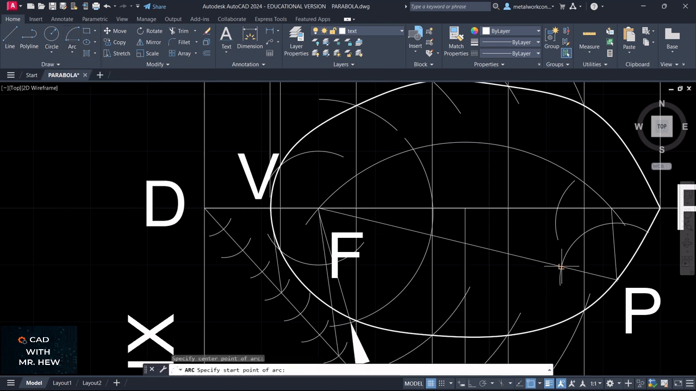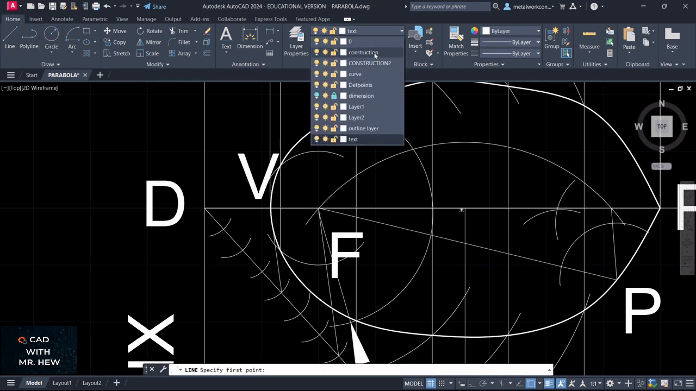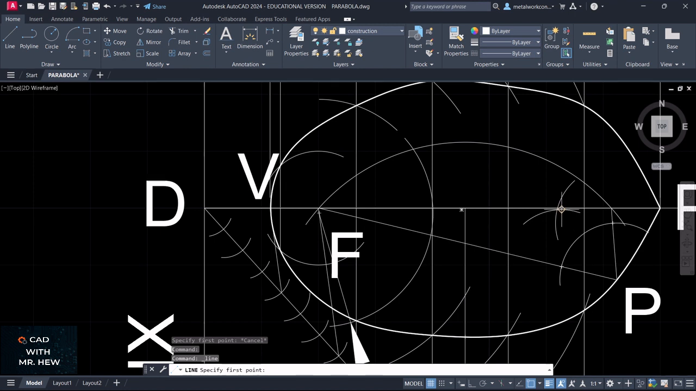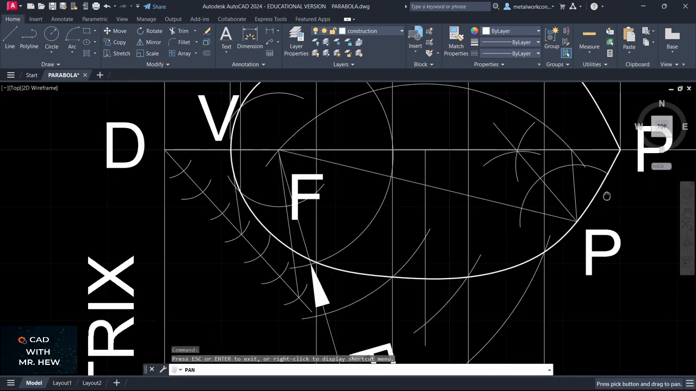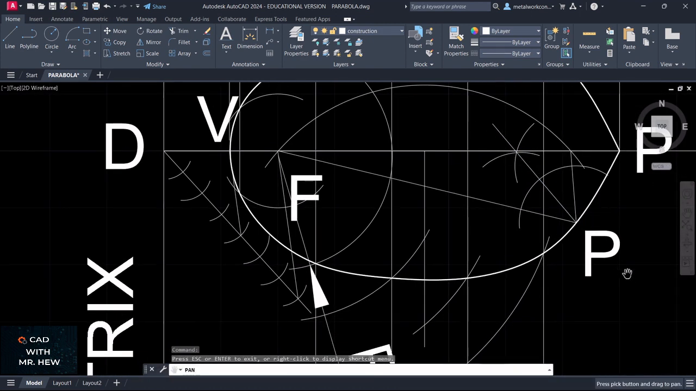Radius would be 10. Good. Where the two arcs intersect, we're gonna change it to the construction layer. So we're gonna draw a line from here to there, enter. We can extend it. So this line is a normal, all right? So what we need now is a right angle to the normal, right? So we can extend it.